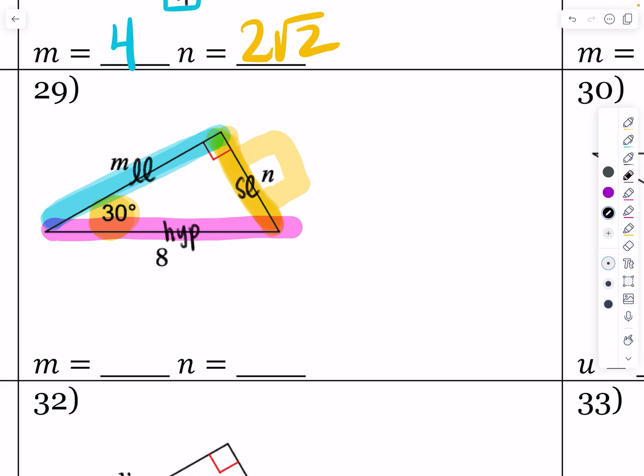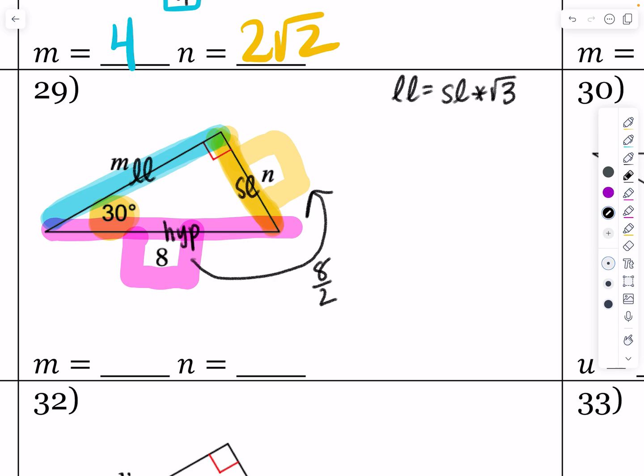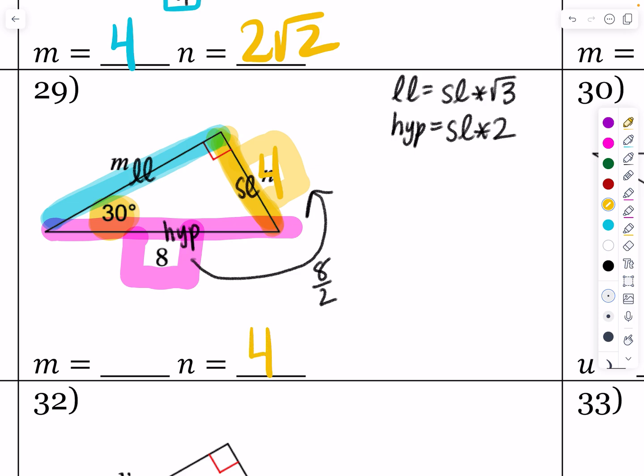Okay? So what do we currently have? We have our hypotenuse. So how do you go from the hypotenuse back to the short leg? We're going to divide by 2. Remember that we have these rules. You do need to know these rules for the test. The rule is we have the short leg. The long leg is going to be equal to the short leg times the square root of 3, whereas the hypotenuse is going to be equal to the short leg times 2, or 2 times the short leg. So 8 divided by 2 gives me 4. So my short leg, N, is 4.